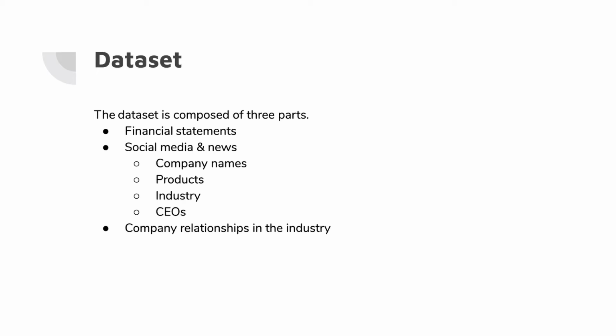Here comes the data set. In the data set, we separate this into three categories. The first one is the financial statements. It's the most traditional way to get the credit score of a company. And then we use the social media and news, since we think the public opinions are also important for us to know how good the company performs and how investors think about this company.